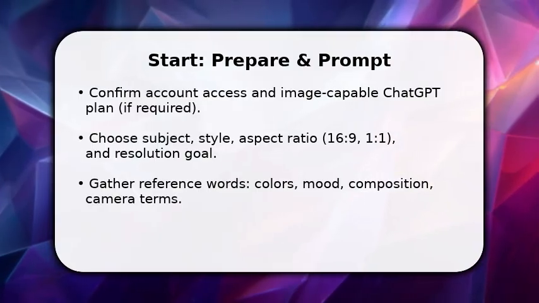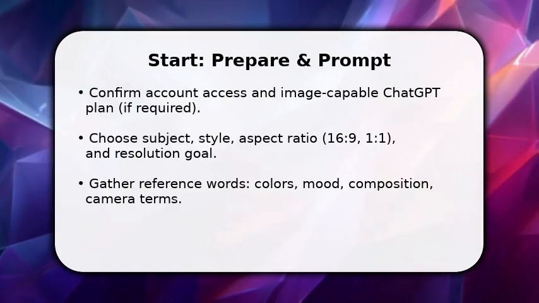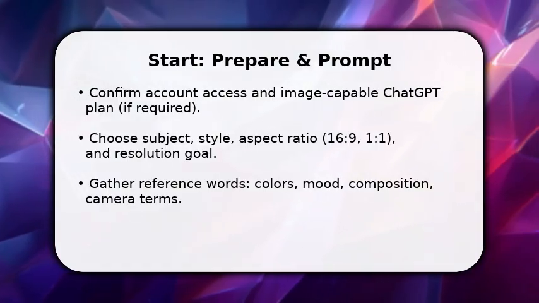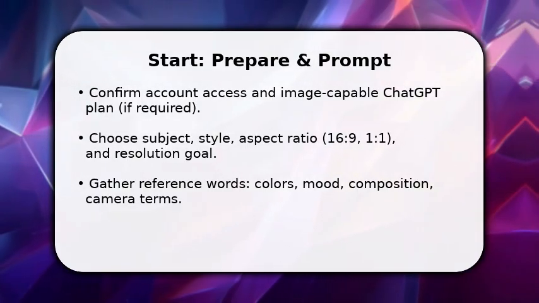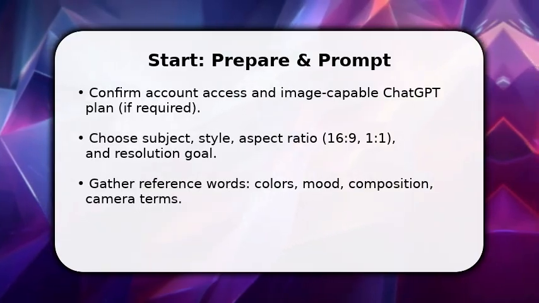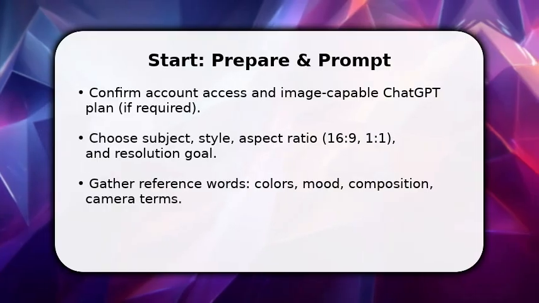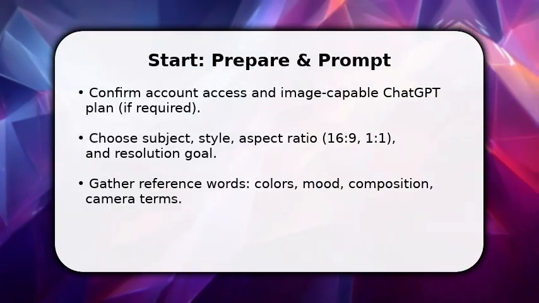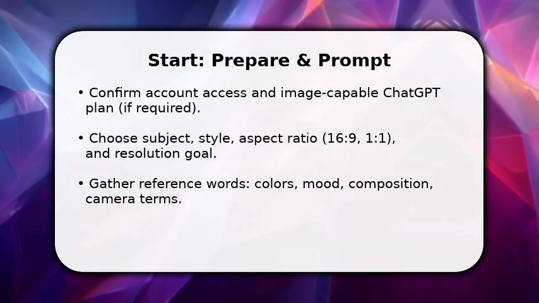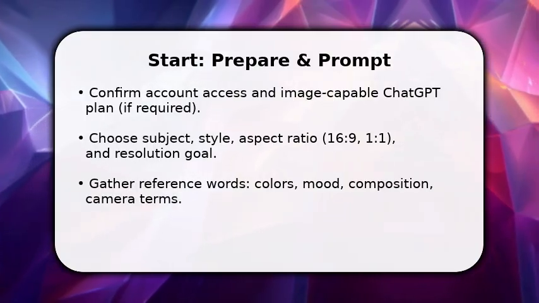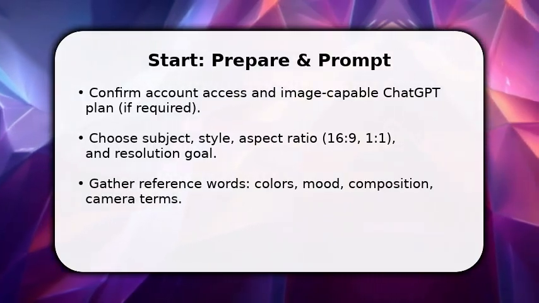You begin by setting the essentials. Ensure your ChatGPT session supports text-to-image and you're signed in. Once done, pick a clear subject, style, and aspect ratio. These guide composition and output size. Make sure to collect reference cues, colors, lighting, mood, camera lens, or artistic style so the model knows your intent.